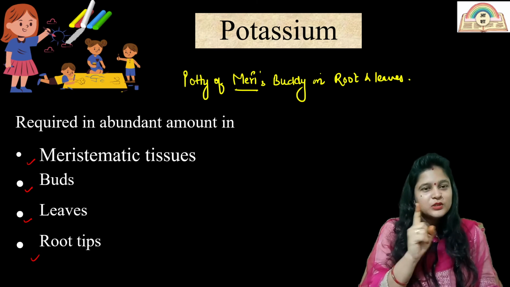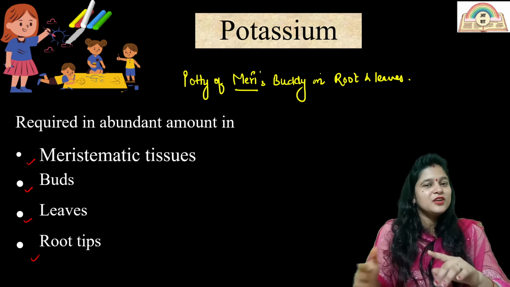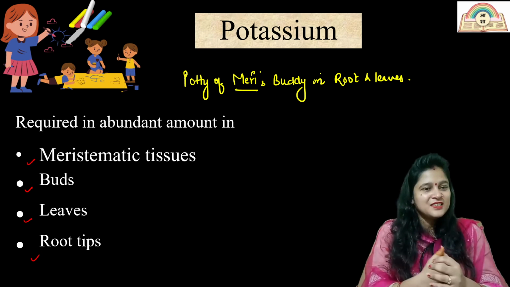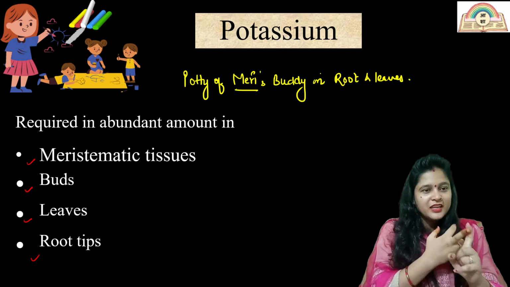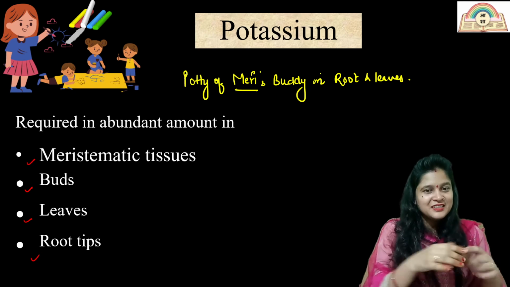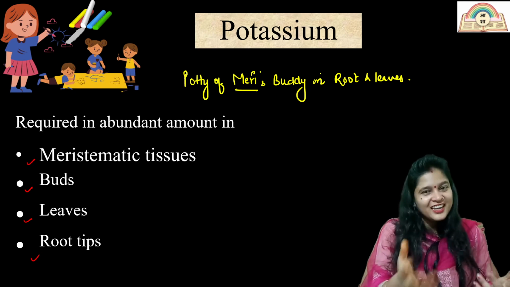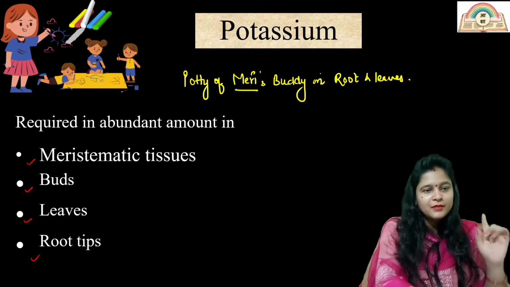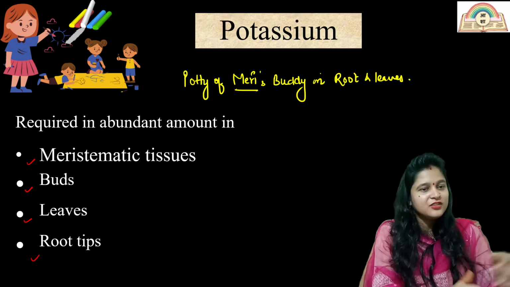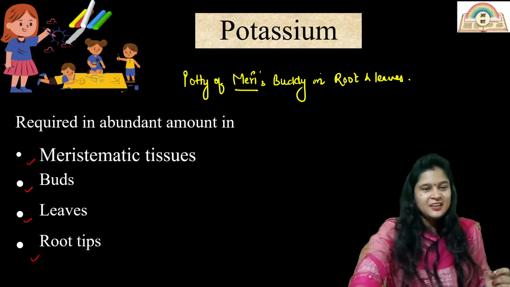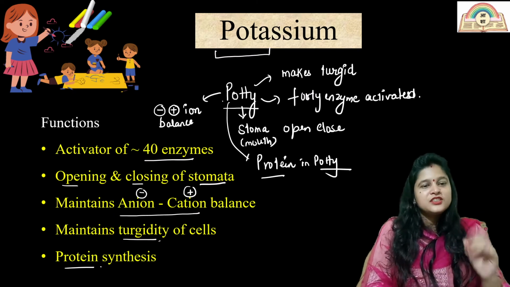So potty means potassium. Potty of Mary and Buddy on root leaves. So potty is potassium, Mary is meristematic tissues, Buddy means buds, leaves, and root is root tips, right? Meristematic tissue is where active cell division is occurring. Now, what are the functions of potassium?